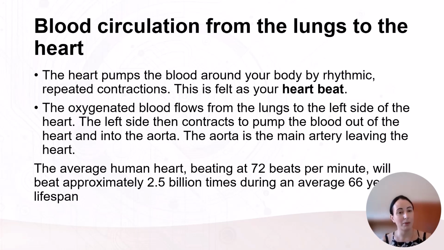The oxygenated blood flows from the lungs to the left side of the heart. So the left side of the heart is where we find oxygenated blood. Then the left side will contract and pump the blood out of the heart and into the aorta, which is the main artery, which then takes the blood away from the heart around the whole body. The blood also needs to come back to the heart, and we're going to talk about the structures it uses to do that.